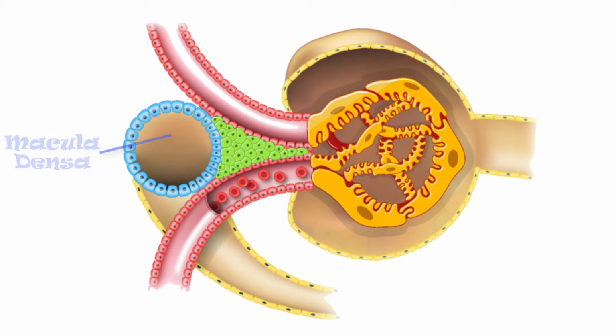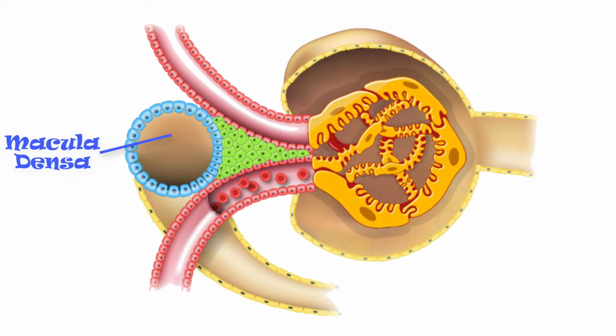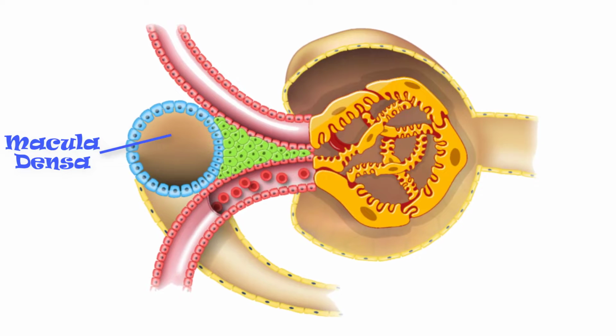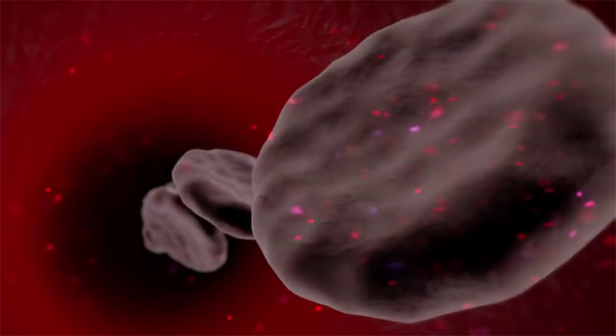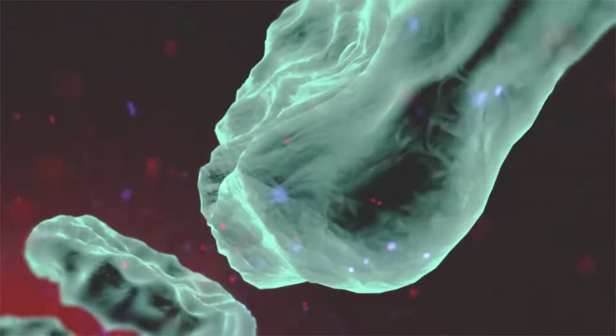Tubuloglomerular feedback begins with the macula densa, which is a patch of slender, closely spaced sensory cells on one side of the loop. When the glomerular filtration rate is very high, the sodium chloride level in the nephron loop is also sharply elevated.